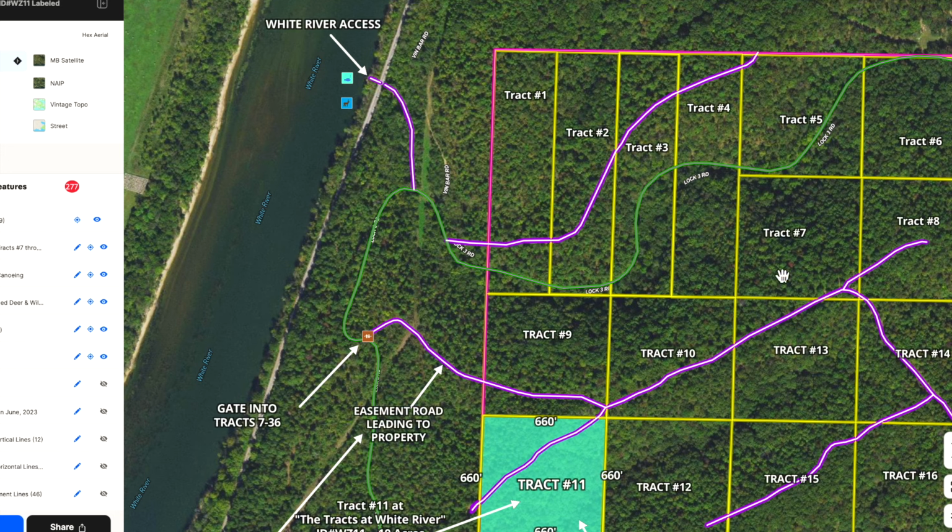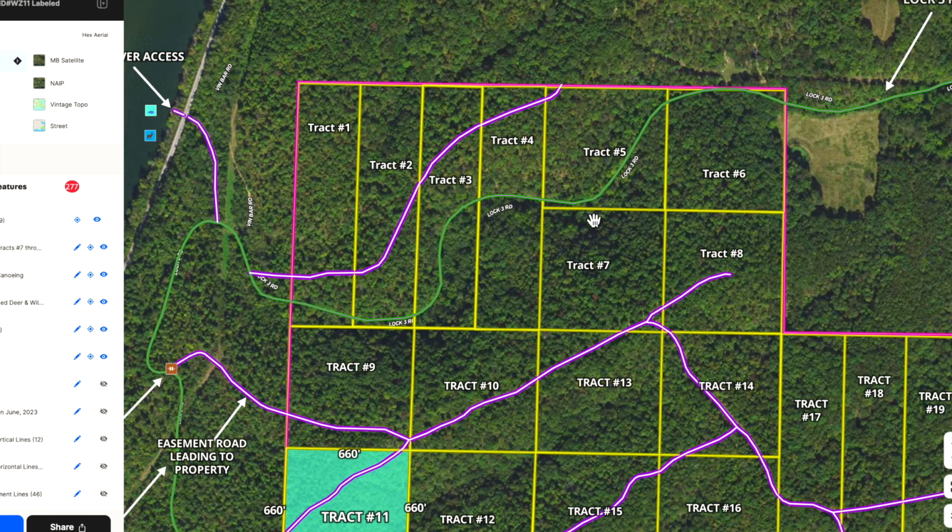So Tracts 1 through 6, you wouldn't necessarily need to go through that gate. But it shows that you come to Tract 9 first, and you do, but also Tracts 7 and 8 you would have to access through that same gate, as you can see here, because they don't actually have frontage on the Lock 3 road, on the county road.